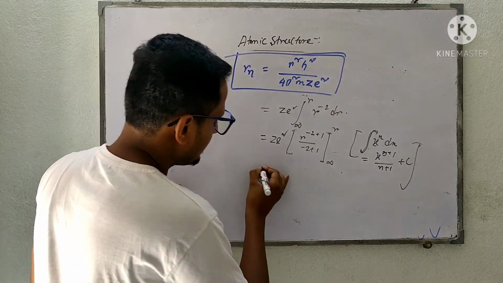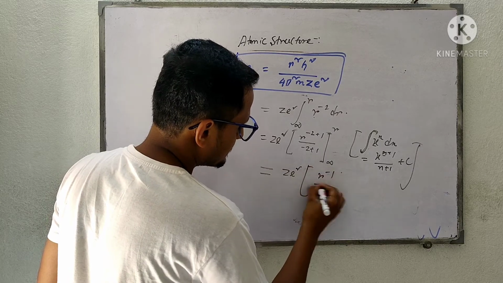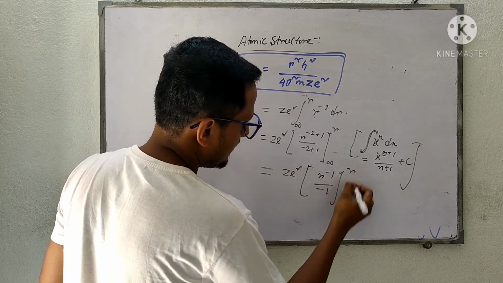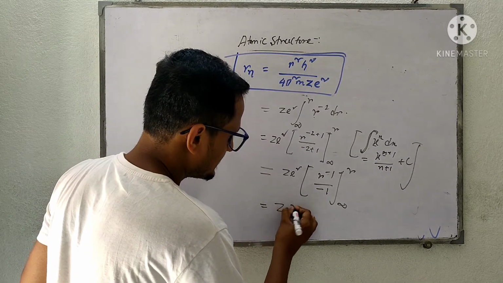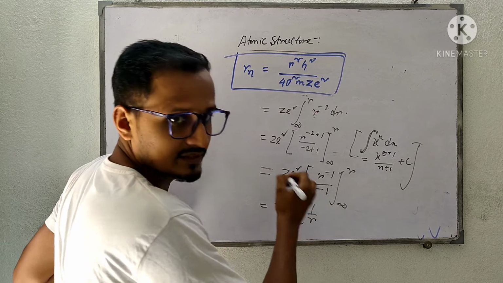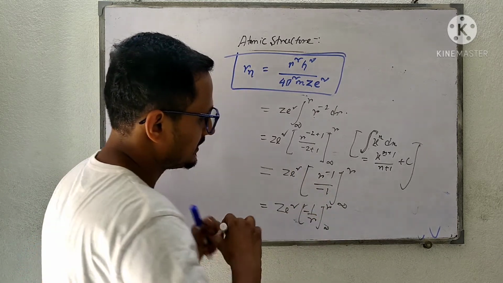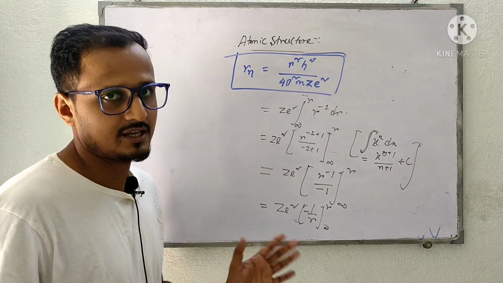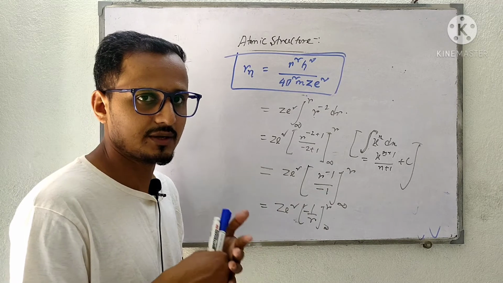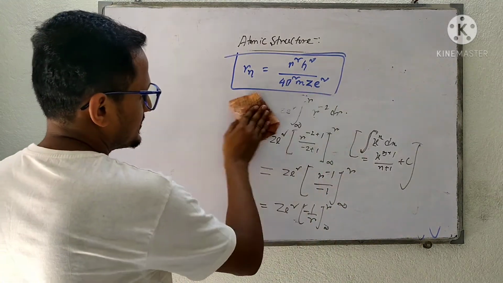Now what you are getting here is z square up to the power minus 1 by minus 1, r to infinity. Okay, understood? So this is nothing but z square 1 by r, which is 1 by r to infinity minus 1 by r. Now we have to put the limit, because this is a finite integration. Whenever we are doing a finite integration, you have to put the upper limit first, then the lower limit. So put the upper limit first.